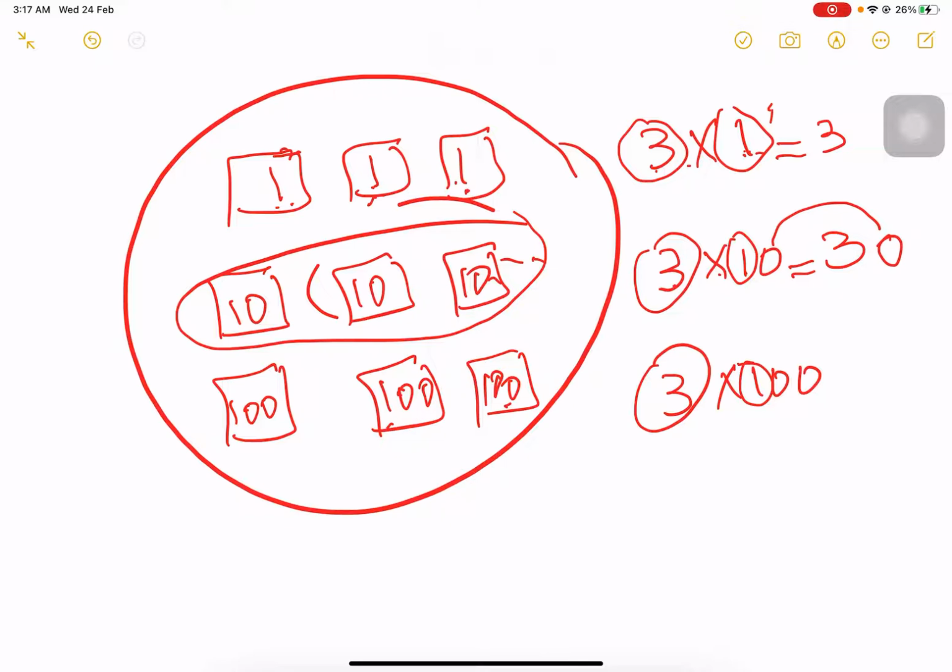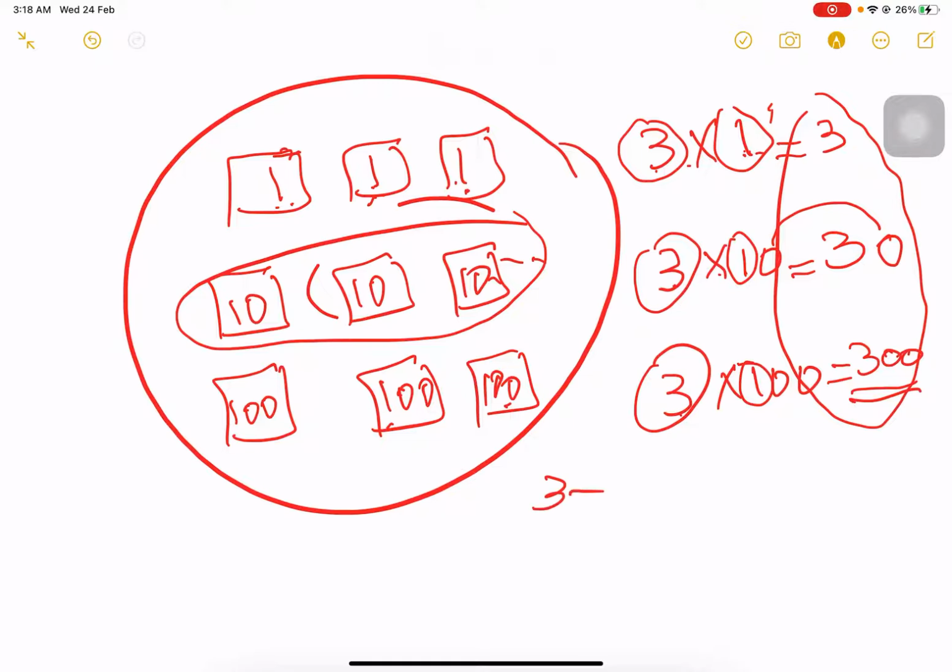The third kind of boxes he has, you are going to multiply 3 by 1, also 3, but you are going to drop 2 zeros, so the answer is 300. Now, to know how many in all, you need to add these numbers together. 3 plus 30 plus 300.